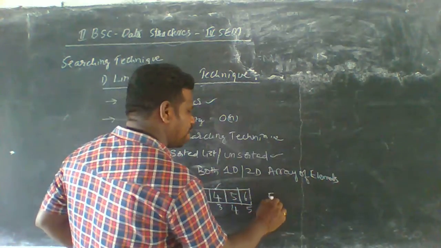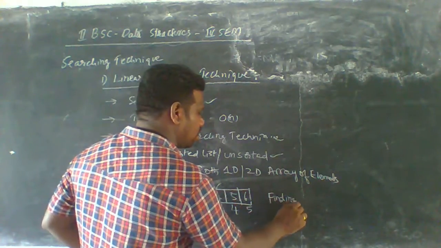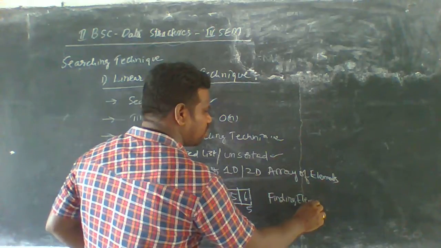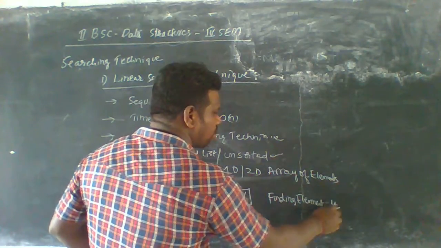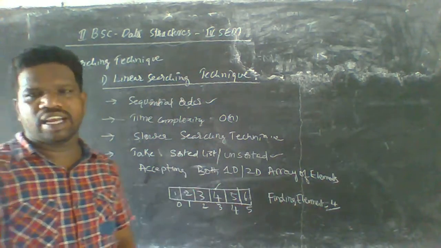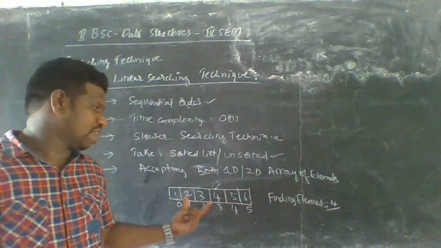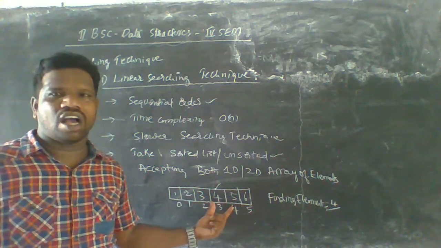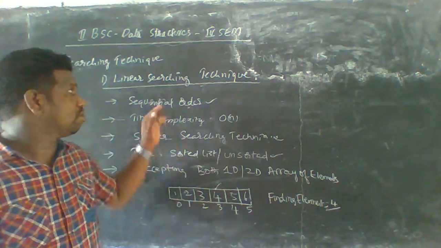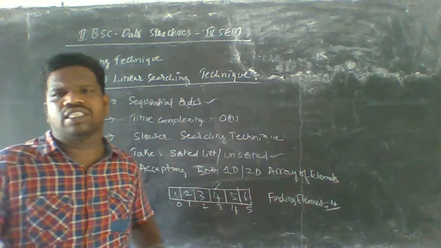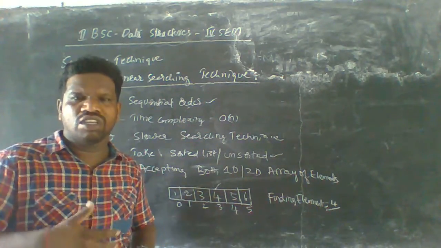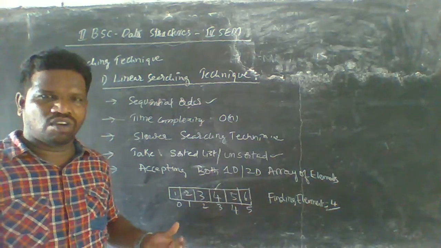The element to find is 4. I want to find this element, which is placed in this array, using this searching technique. The searching technique always starts from the first index, that is index 0.